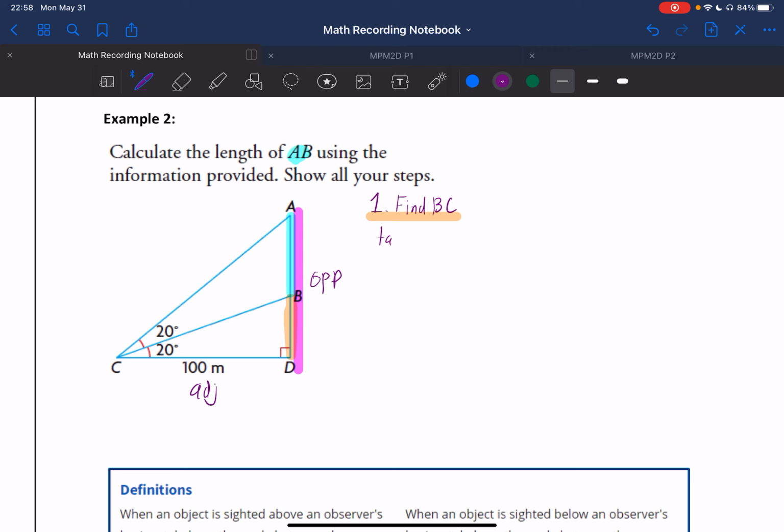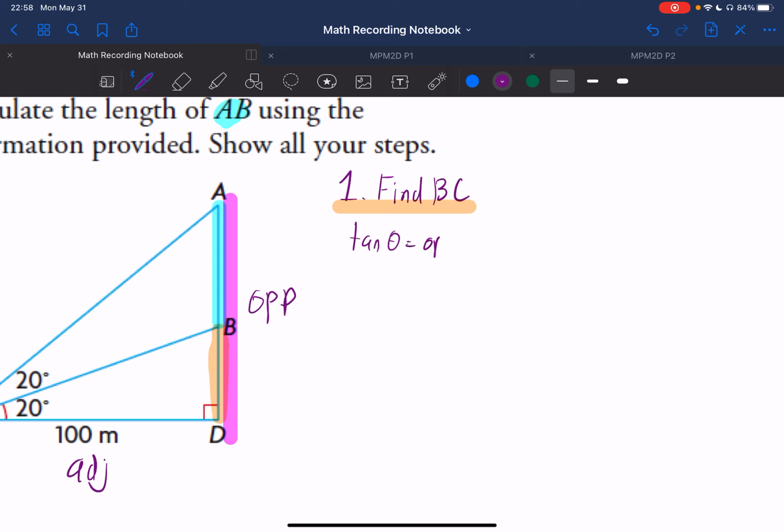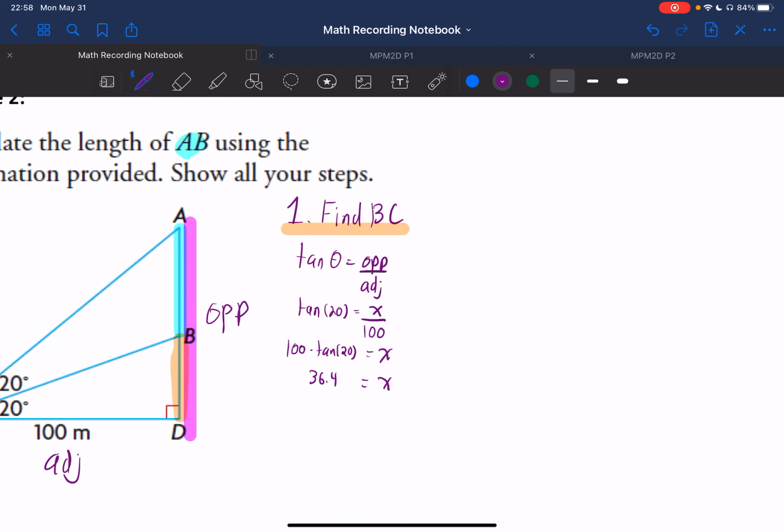So we get tan theta equals opposite over adjacent. We fill in what we know. Tan 20 equals x over 100. We're going to rearrange, so we have 100 times tan 20 gives us x, and that is going to end up giving us 36.4. So I now know that BD is 36.4.